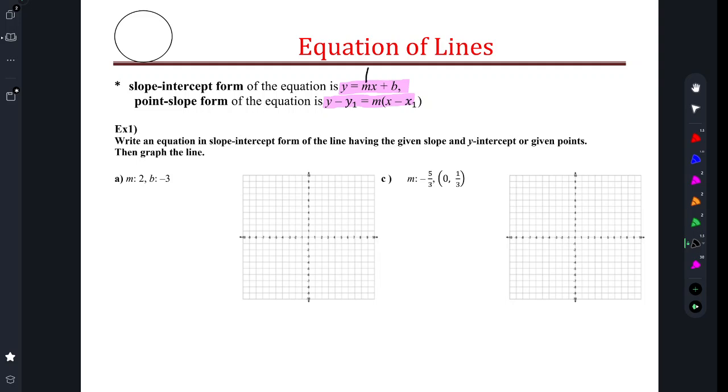If they give you the slope and the y-intercept, and remember, the y-intercept will always be 0, comma, some number b, right? If they give you the slope and the y-intercept, you can go straight to the slope-intercept form, which is exactly what they're doing on example A, right? They give you the slope, 2, and they give you the y-intercept of -3. So could I write the equation quickly? Sure. y equals 2x, what? Minus 3. That's it. Welcome to the world's easiest problem, yes?